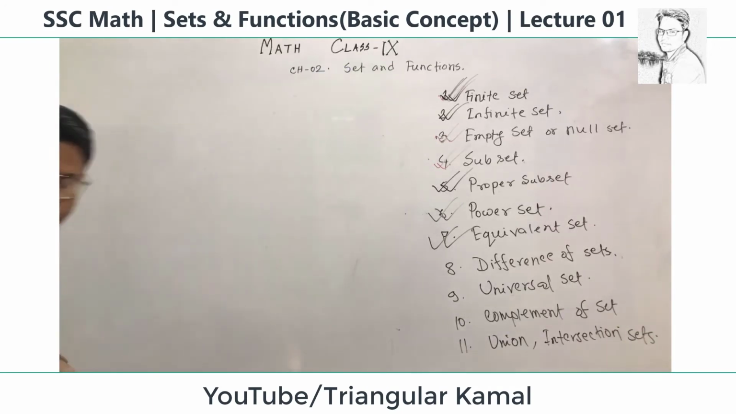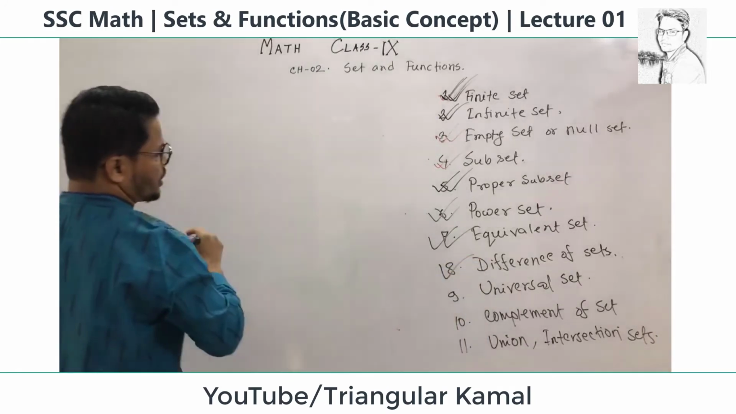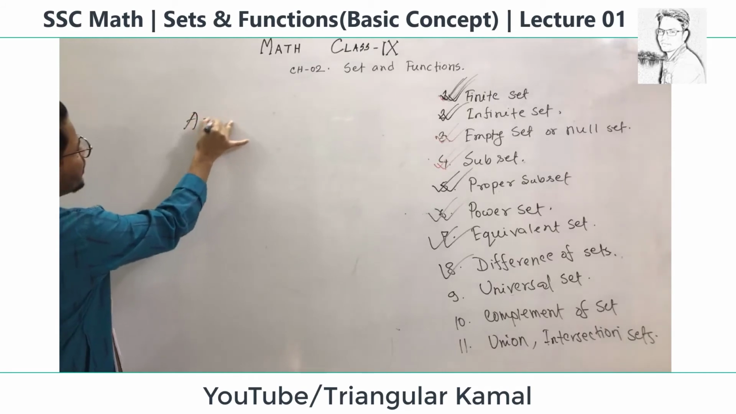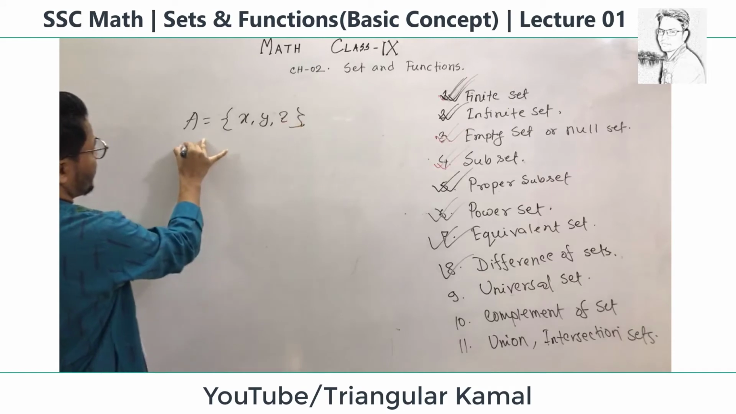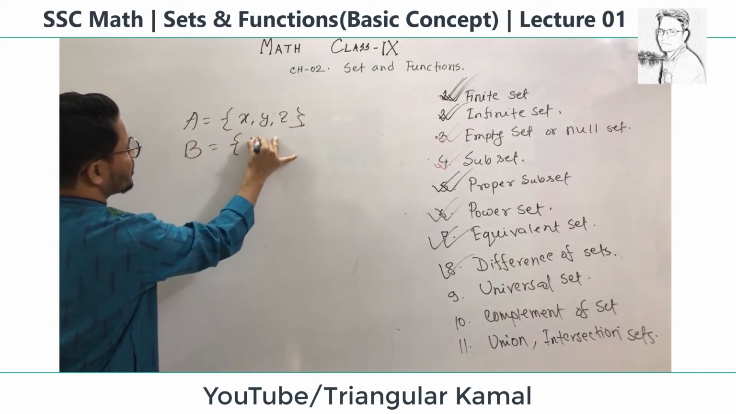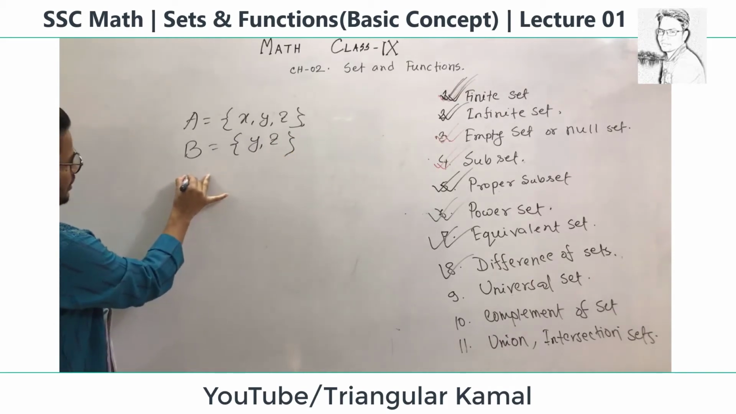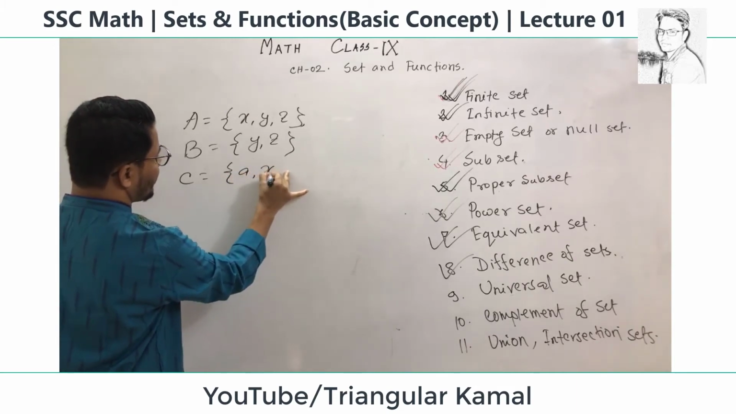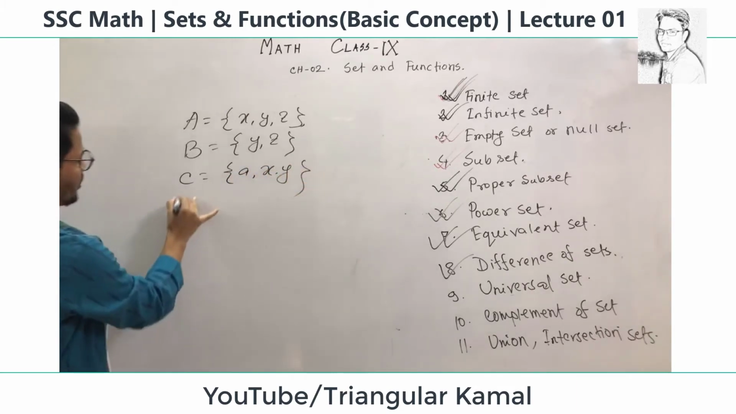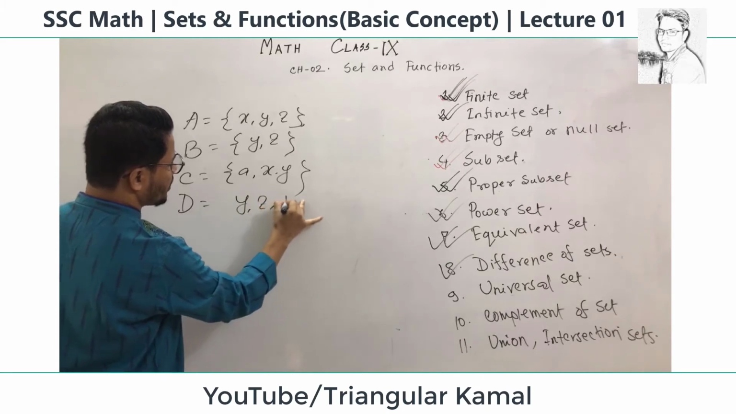Difference, the normal concept, just do subtraction. The next one, number 8. The difference, like A is a set whose elements are x, y, z. The another set B whose elements are y and z. The another set C whose elements are a, x, y. This is the D whose elements are y, z, r.